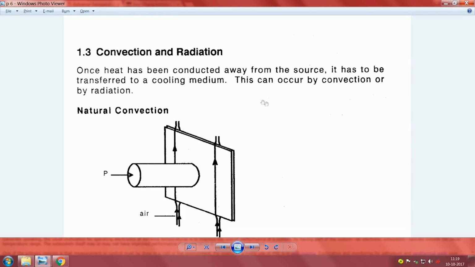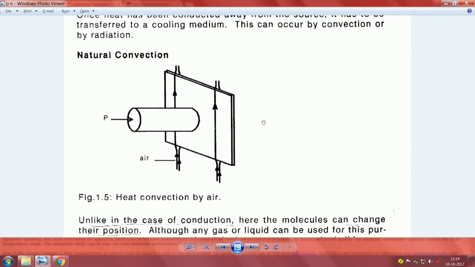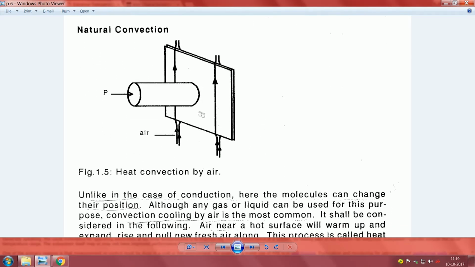Once heat has been conducted away from the source, it has to be transferred to a cooling medium. This can occur by convection or by radiation. In the case of natural convection, you have seen this slug which is fitted to a flat plate, and the plate can be in different orientations. It is possible for us to keep it vertical such that the medium can flow on both sides.